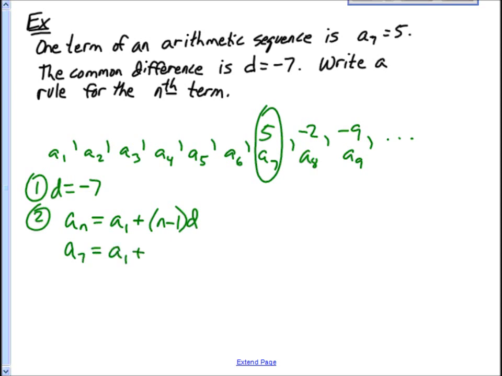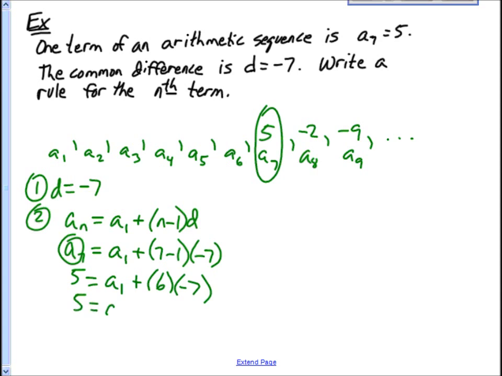so if my n is 7, you see the n is 7 here, a subscript 7, so n is 7, I know my common difference, I'm going to plug these in, common difference is -7, and what is my seventh term? Well, my seventh term is 5. But I wrote that so you'd recognize that my n is 7. So we got 6 times -7. And all of a sudden, when I plug this in, I can find my first term. 47 is my first term. Aha! Now we can plug it in and find the rule.